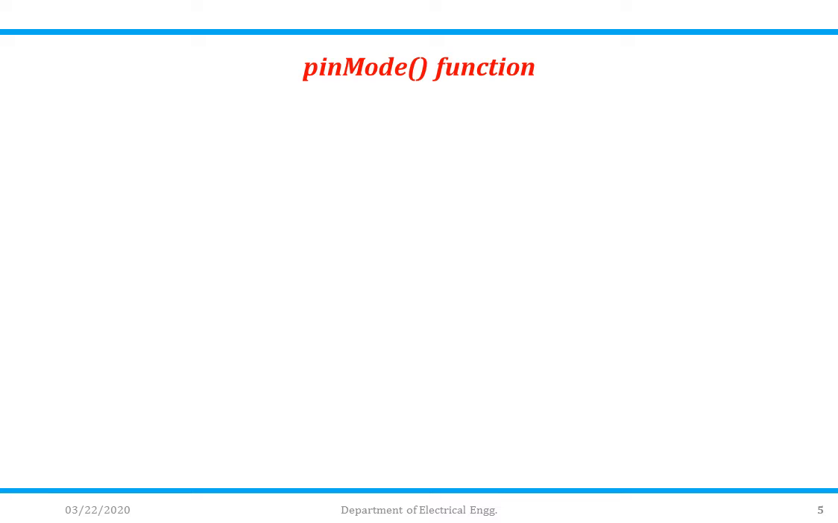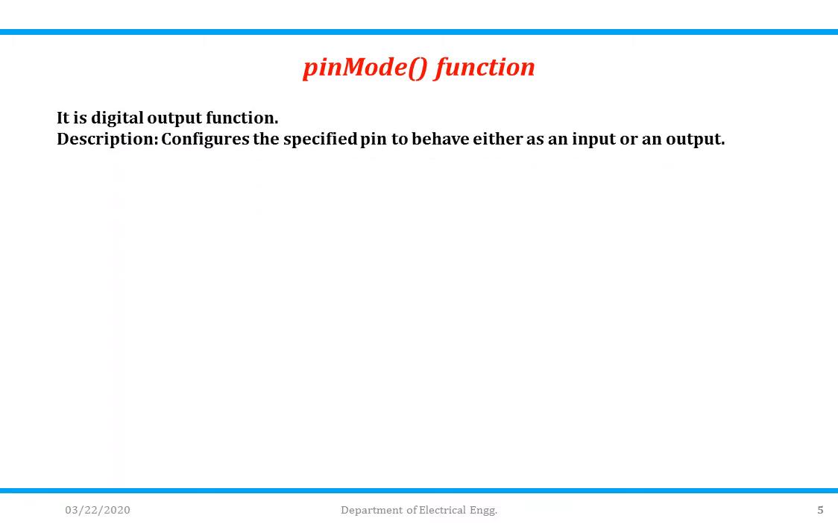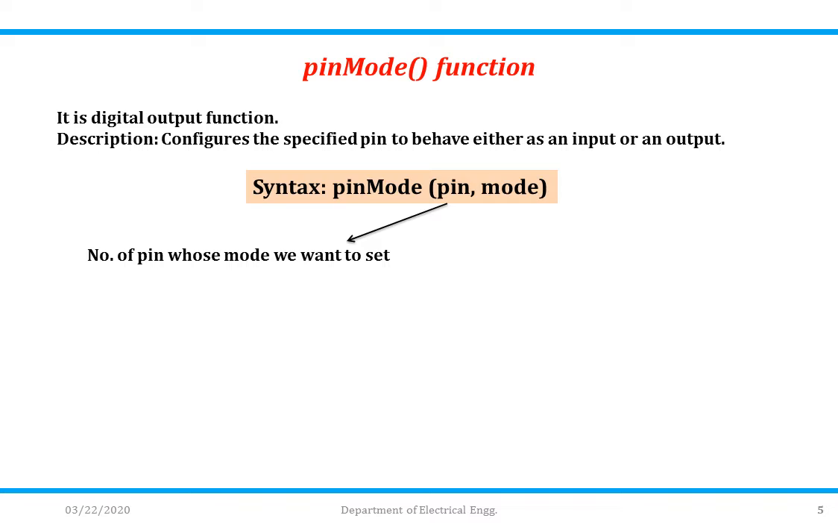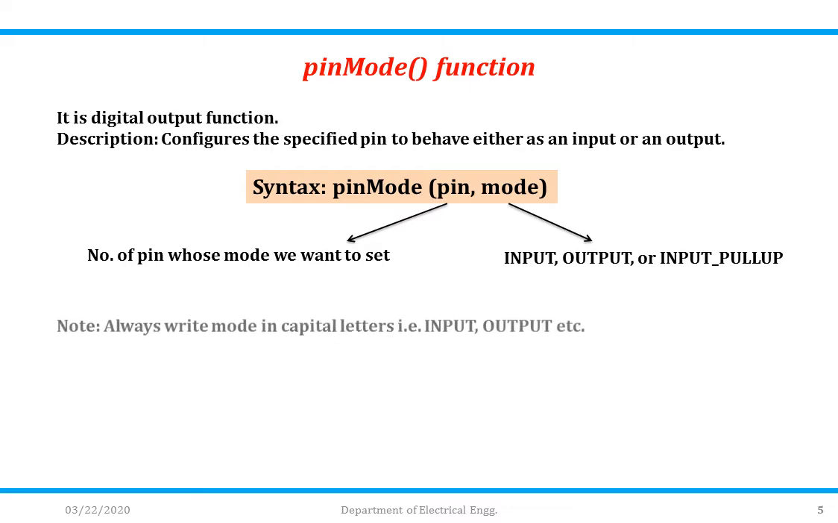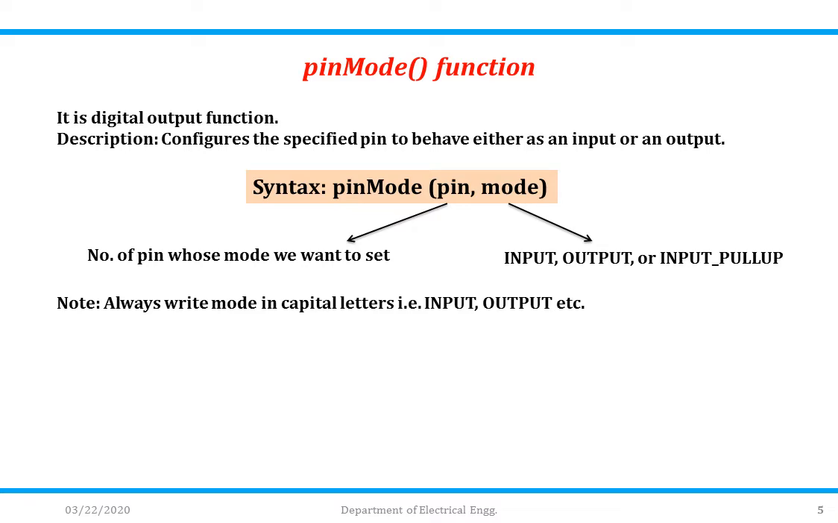Let's understand the first function, that is the pinMode function. It is a digital output function. Its meaning is that it configures the specified pin to behave either as an input or an output. The syntax is pinMode(pin, mode), where pin indicates the number of the pin whose mode we want to set, and mode might be INPUT, OUTPUT or INPUT_PULLUP. Always remember to write the mode in capital letters, that is INPUT or OUTPUT, and not in small letters.